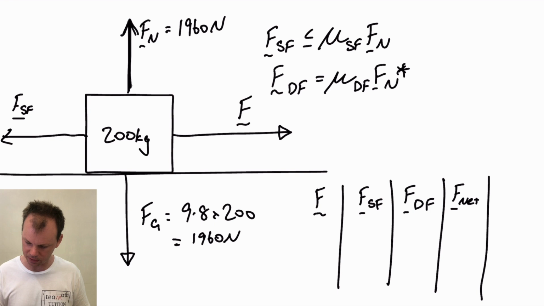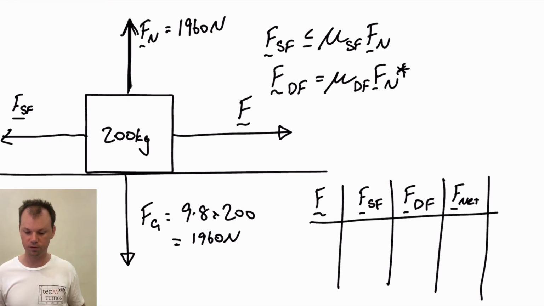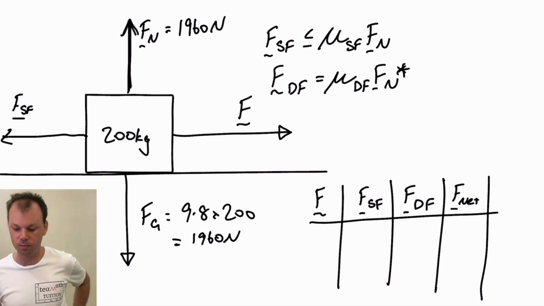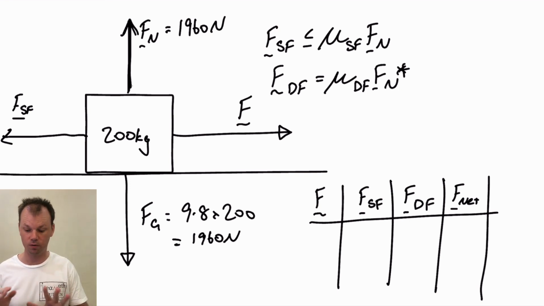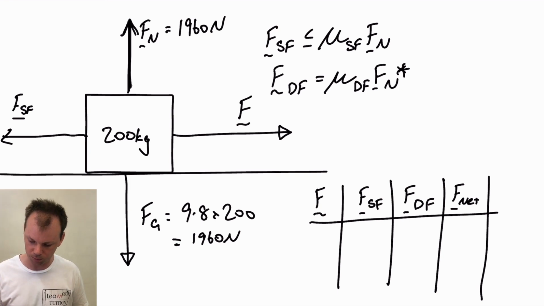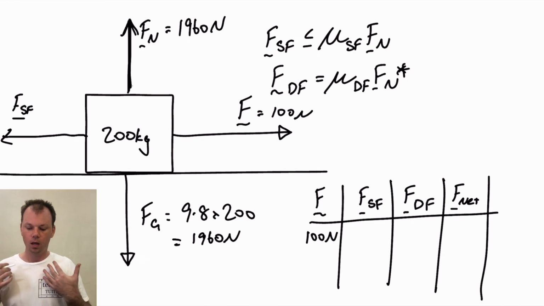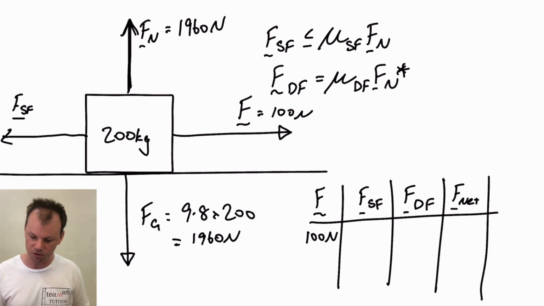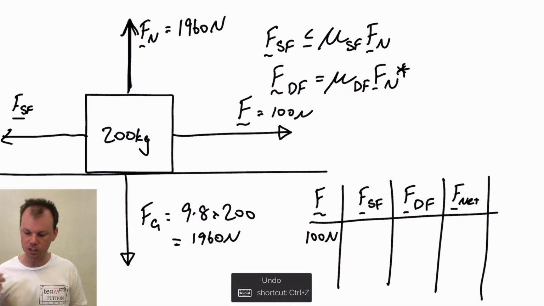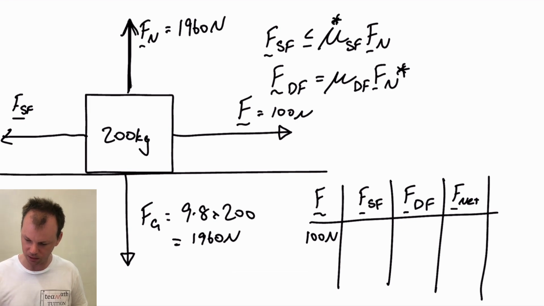So let's apply different forces. We're going to push it with different amounts of applied force, and we're going to see what happens to the net force on the box. So if we were applying 100 newtons of force, so this is going to equal 100 newtons in our first example, we want to know what's happening to the box. Well, first we have to work out what the static frictional force is up here. So we need to know this value, and I'll just write down an example here. Let's let it equal 0.5.